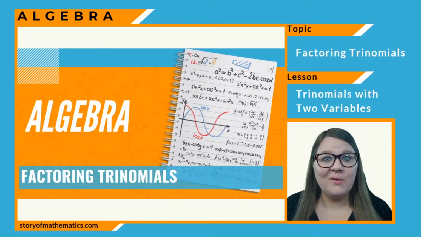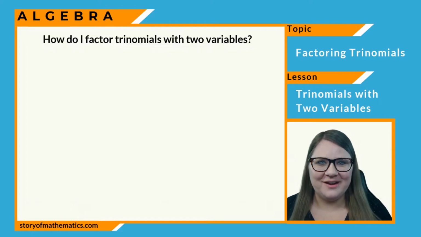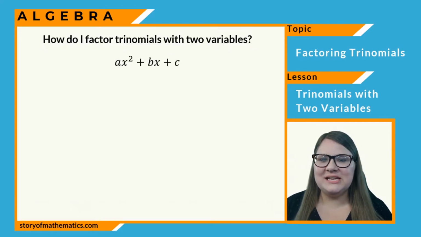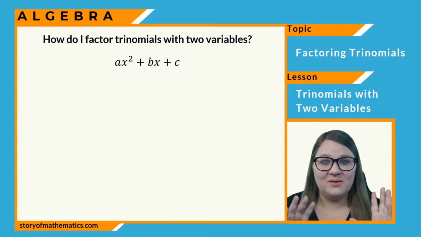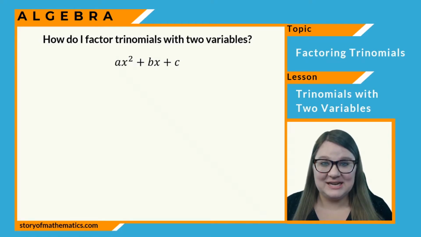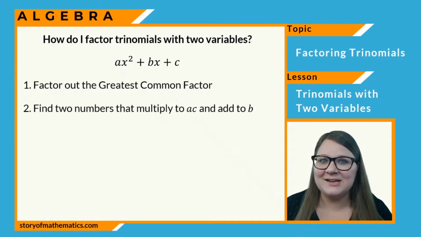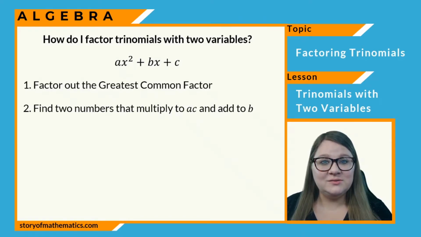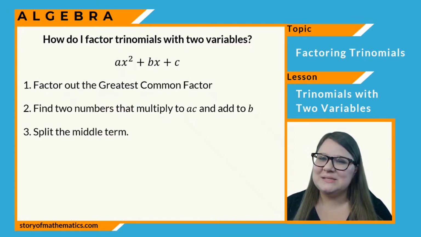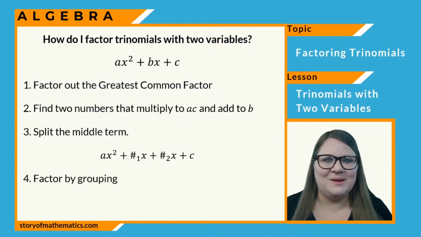Hi, in this video, we're going to talk about how to factor trinomials that have more than one variable. So what you're going to do is treat it just like normal situations. Even if it didn't have two variables, what would you do, right? Well, you're going to factor out the greatest common factor. You're going to find the two numbers that multiply to a times c and add to b. Then you're going to split the middle term and factor by grouping. So the same method we've been working with.